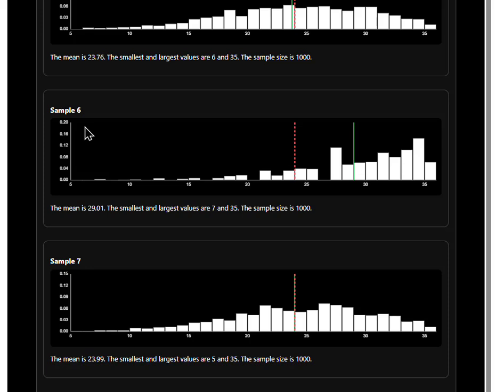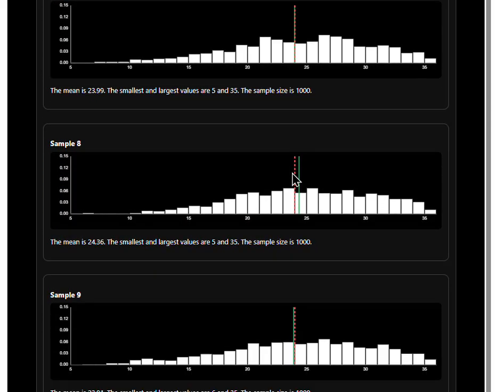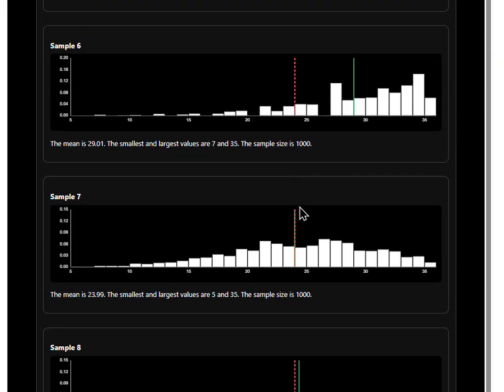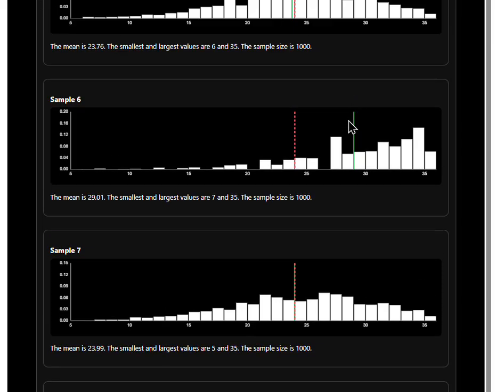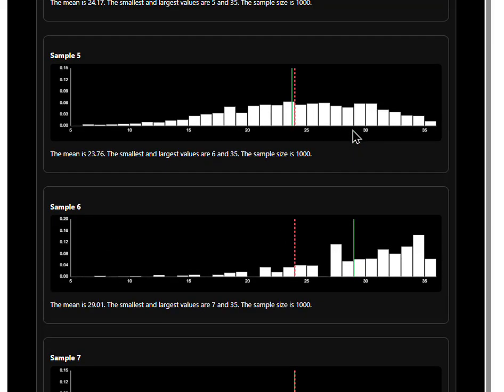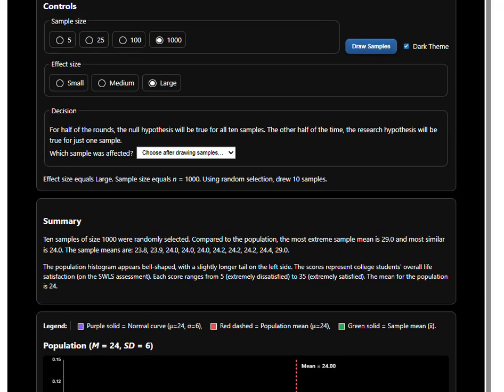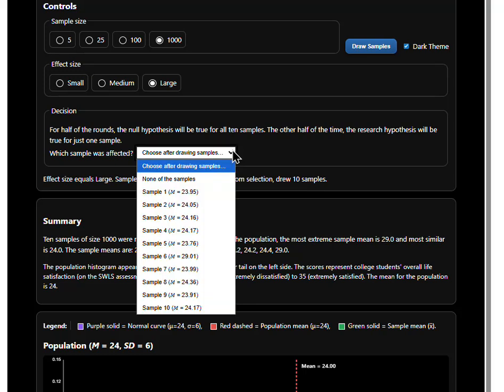Now over here for sample 6, take a look at this. This sample mean is way out there. And yet, normally, when you have a sample of size 1,000, you just don't get that. And so we chose a sample of size 1,000 because there's little variability in the sample mean if the null hypothesis is true. And we chose a large effect size so that if there is a treatment, its effect is really noticeable. And in this case, we could expect that for sample 6, there was an impact of the treatment there. So I'm going to choose sample 6.